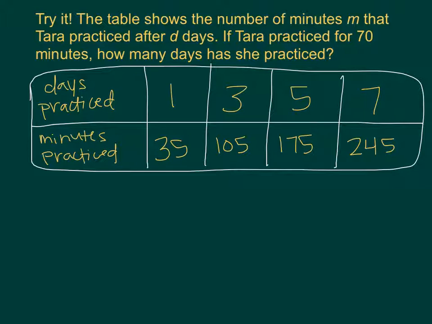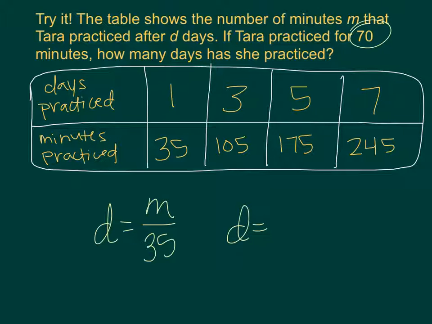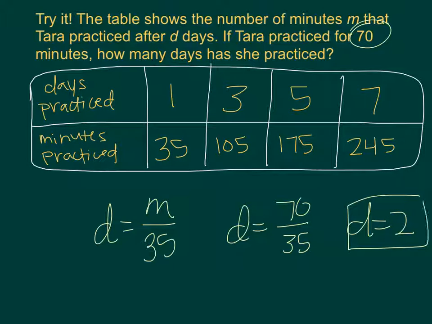I found an equation. I said, well, the number of days is what we're looking for. If we know how many minutes she practiced, we can divide it by 35 because that's how many minutes she practices per day. So days equals 70 minutes divided by 35. 35 is half of 70, so she practiced 2 days. So 2 days is our answer.